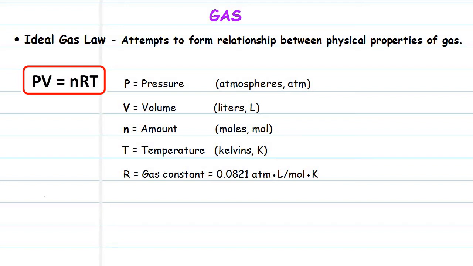You may recall the R gas constant from Graham's law. The gas constant here and the gas constant from Graham's law are simply in different units. That's why the value looks a little bit different, but they are both the gas constant. So let's take a look first at each physical property of the gas.